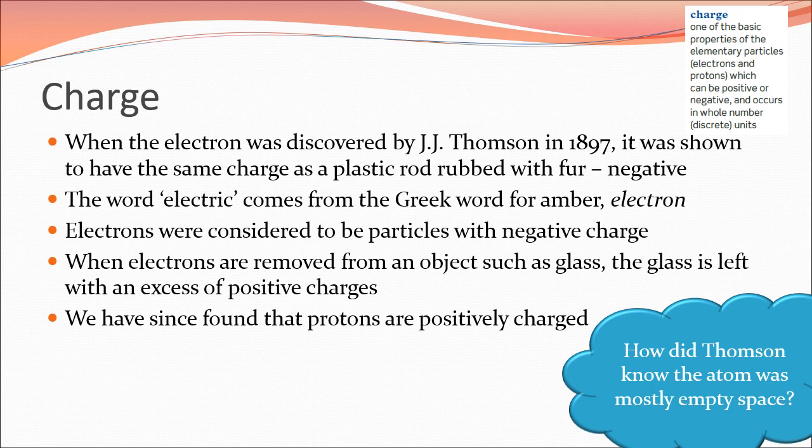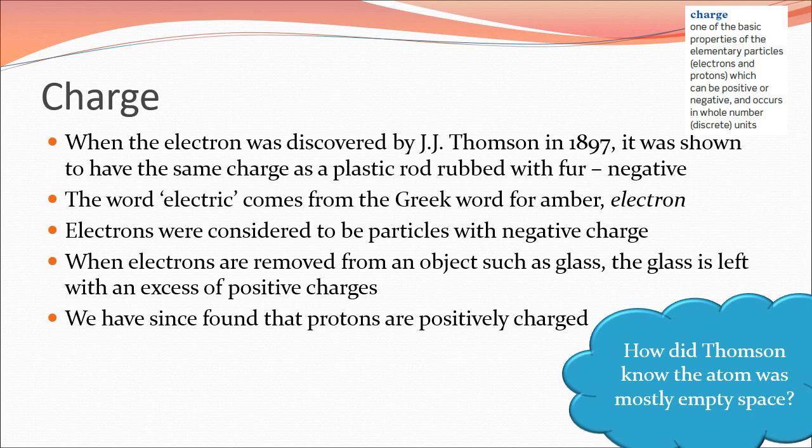So talking about electric charge, the electron was first discovered by J.J. Thomson in 1897. They were doing experiments. They knew that there was charge that could be transferred between objects. And when they rubbed a plastic rod with fur, that rod became negative and the electron had the same charge as that rod. So therefore they classified the electron as being a negative charge.